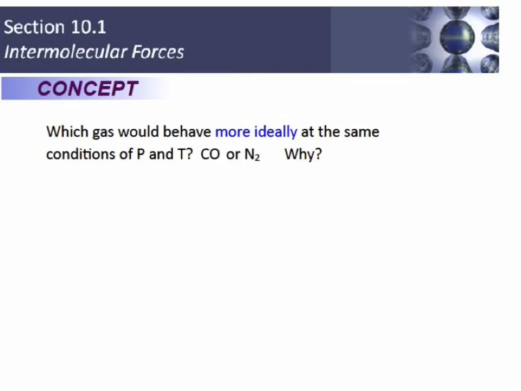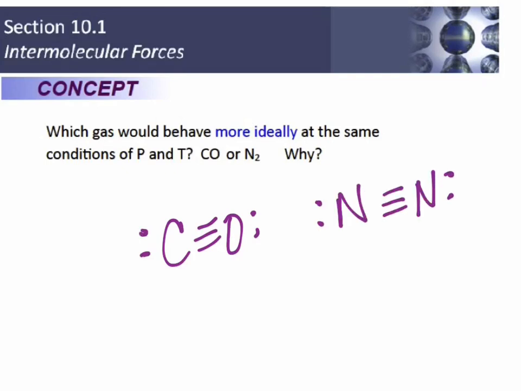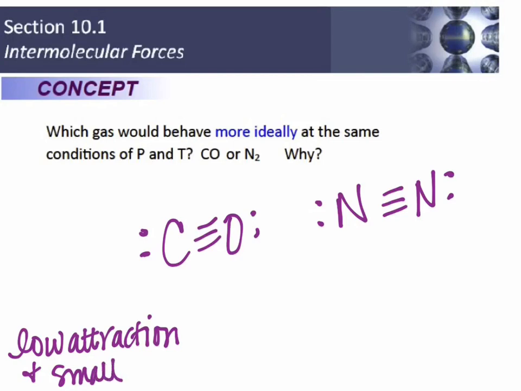So here it says which one is going to behave more ideally at the same conditions. So if I were to draw this and I have carbon monoxide and I have nitrogen, I want to know which one's going to be more ideal as a gas. So the first thing you need to remember is that to be an ideal gas, those molecules have to have low attraction to each other, and they have to be small.